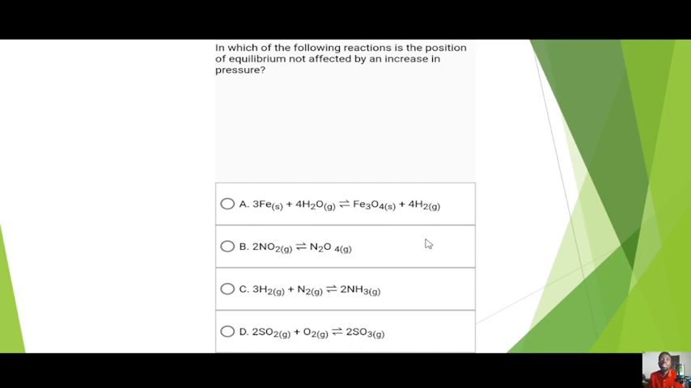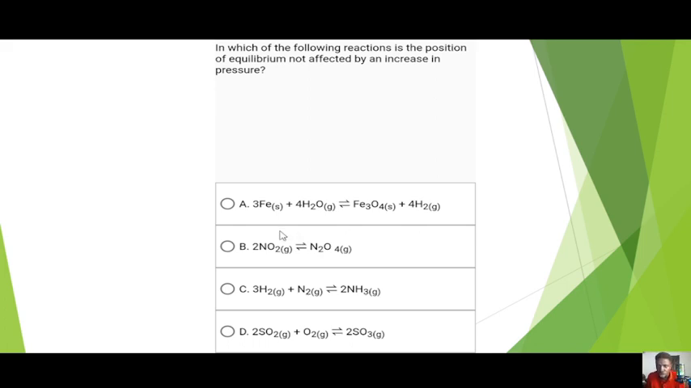In which of the following reactions is the position of equilibrium not affected by an increase in pressure? So we are looking at the two conditions that would occur for pressure not to affect a system. Number one, if the number of moles of gases in both reactions are equal, and number two, if there is no gas at all.